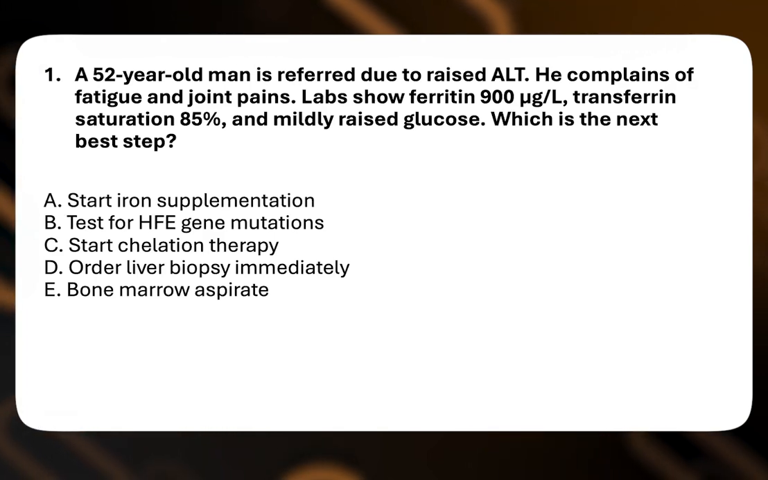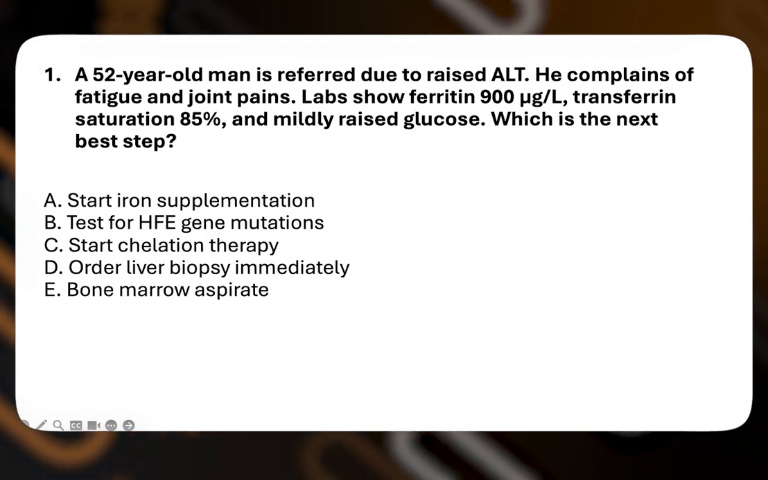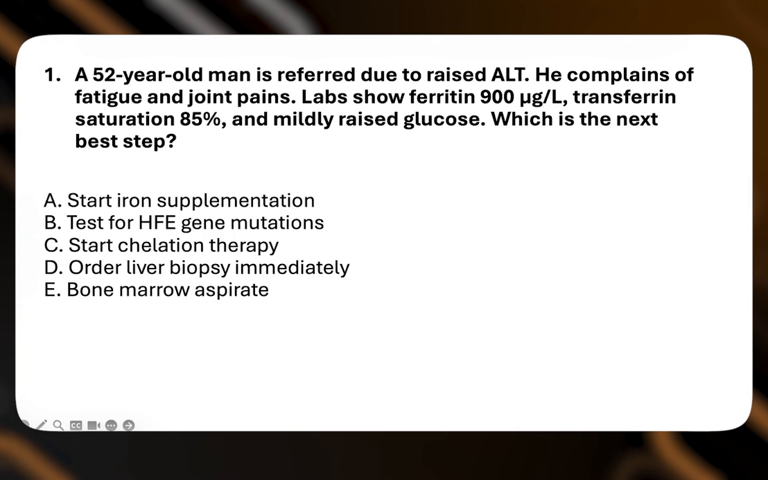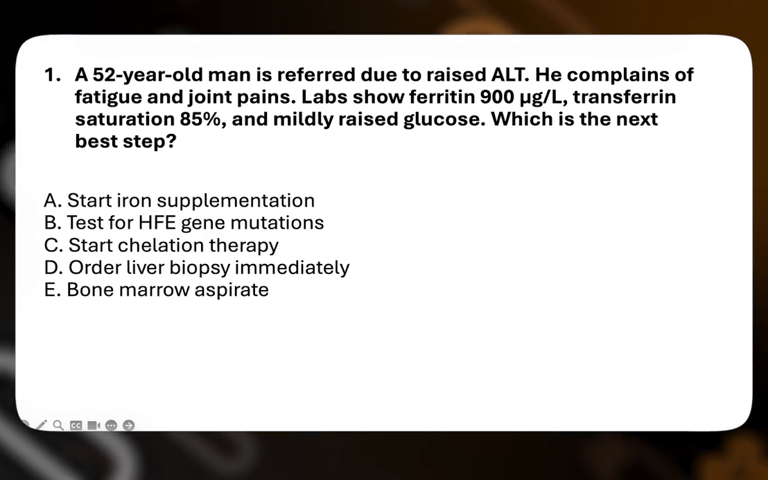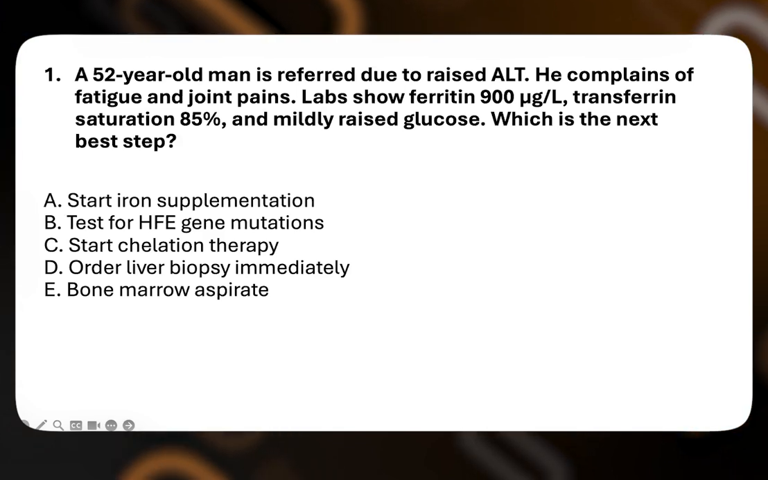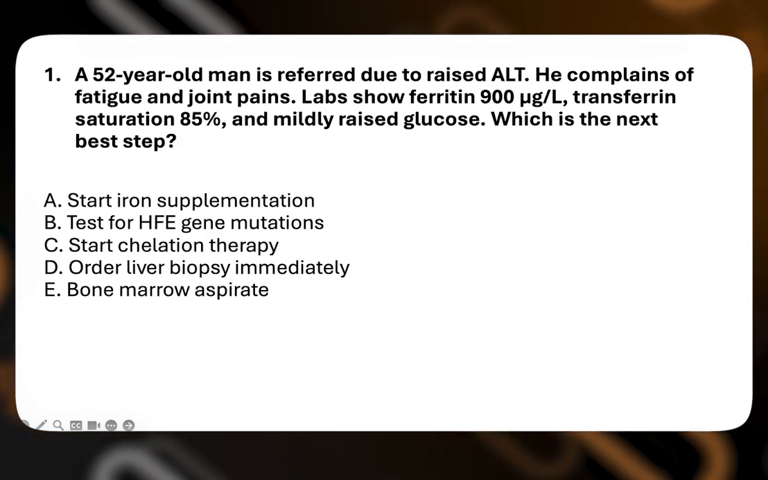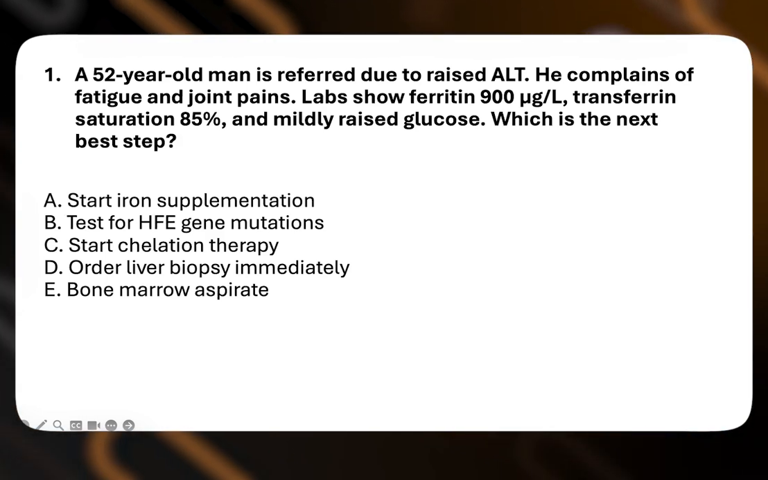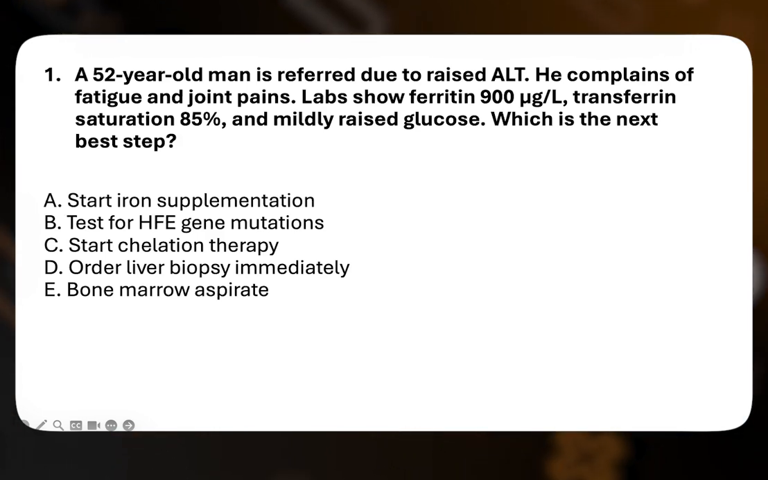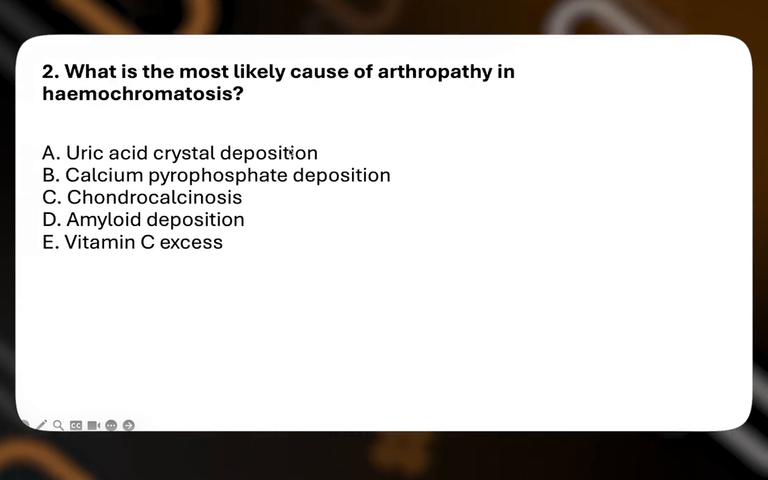Again, question based initially. You guys try to answer. I'll give you 5 to 10 seconds to reply. A 52-year-old man is referred due to raised ALT. He complains of fatigue and joint pain. Lab shows ferritin of 900 microgram per liter, transferrin saturation 85%, and mildly raised glucose. Which is the next best step? Anybody wants to answer? They can talk, or write in the chat box. Anything is possible. You got one answer. Let's move to the next question.